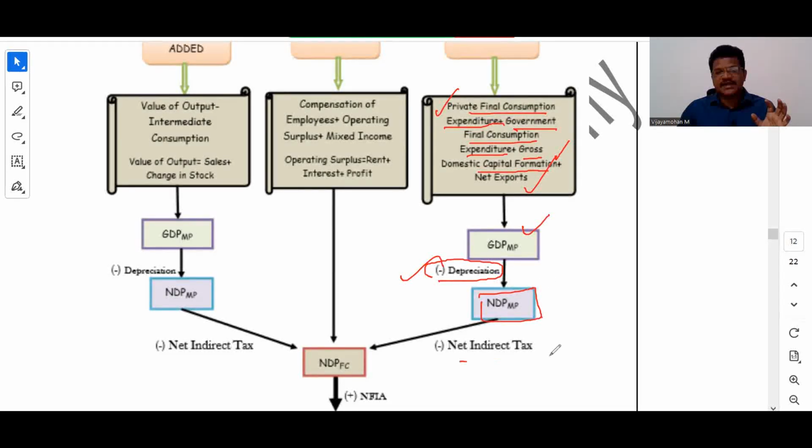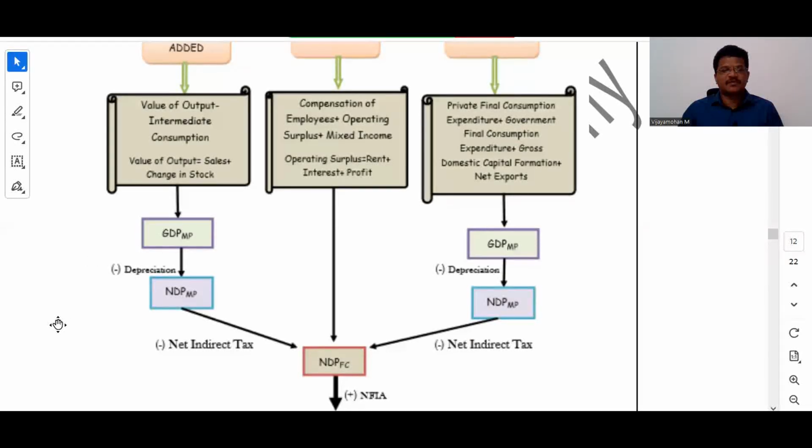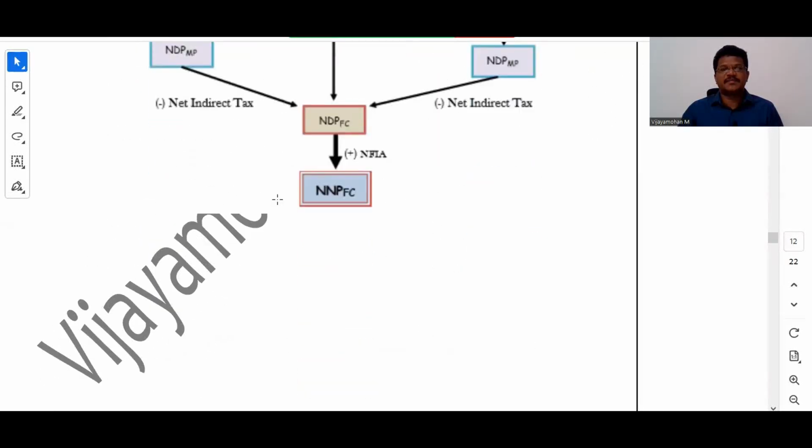Again, if you remove net indirect taxes from the NDP at market prices, you will get NDP at factor cost, because in factor cost there are no taxes but subsidies are included, right? So this is NDP at factor cost. If we again include net factor income from abroad in NDP at factor cost, we get NNP at factor cost, which is nothing but national income.